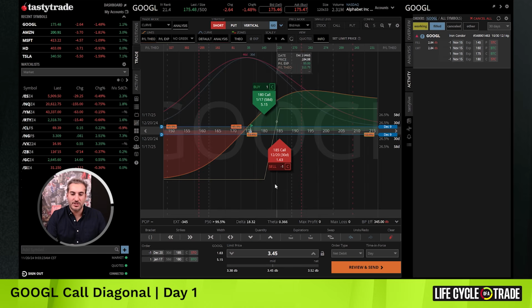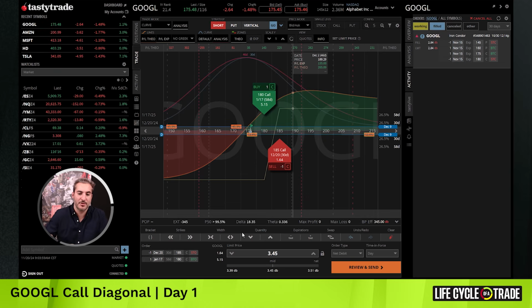So this is a really cheap way to get some long delta exposure with basically flat theta. You can see our theta value is essentially zero here to start. And that's because you're selling that shorter duration option, which is going to go to zero faster than the January expiration long option. So cheap way to get 18, 19 deltas. I mean, when you think of that compared to just buying shares of the stock outright, that's $2,000 or $3,000 of exposure to the shares with only 300 and change dollars here in debit to hold that position.